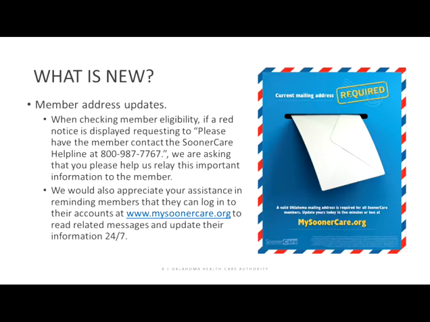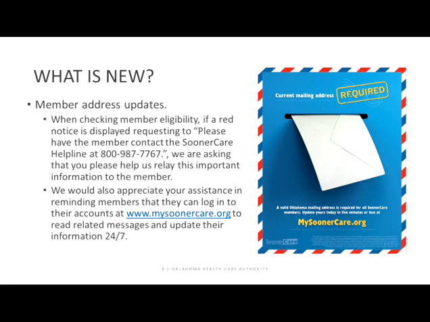Another big change is the member address updates. When checking eligibility, you may see a little red note at the top that says, please have the member contact the SoonerCare Helpline. If it gets to this point, what happened is we have received multiple pieces of mail as return mail for this member. And if we cannot reach out to the member, they are possibly going to lose their eligibility.